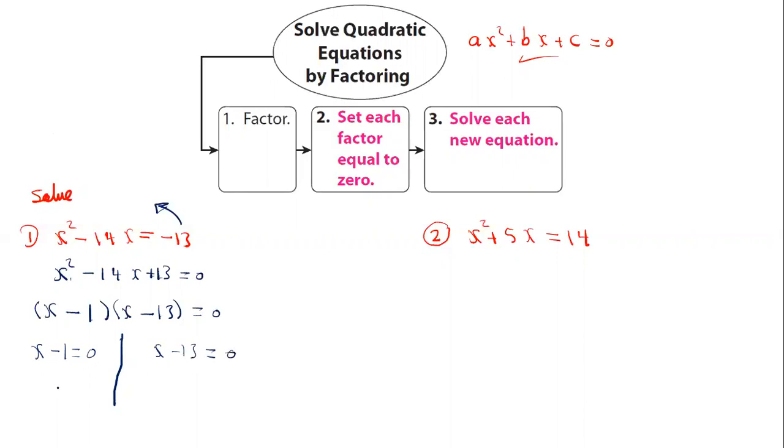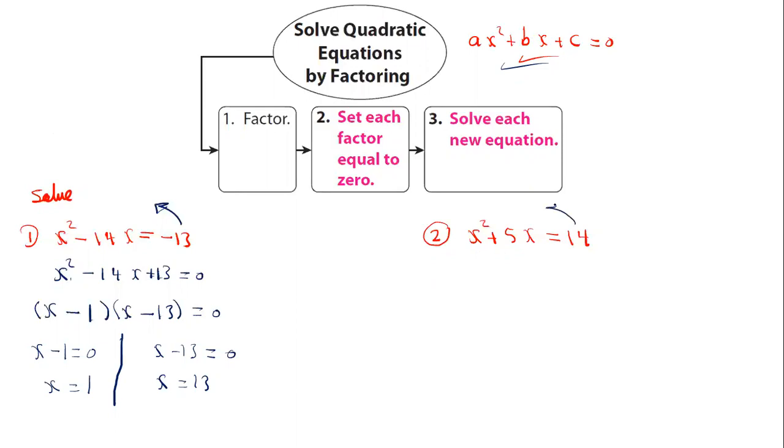X minus 1 equals 0, so the value of x will be 1. And the other value of x will be 13. So the zeros of the function, or the solutions of this equation, will be 1 and 13. Number 2, the same. I have to write this equation in this form, okay?